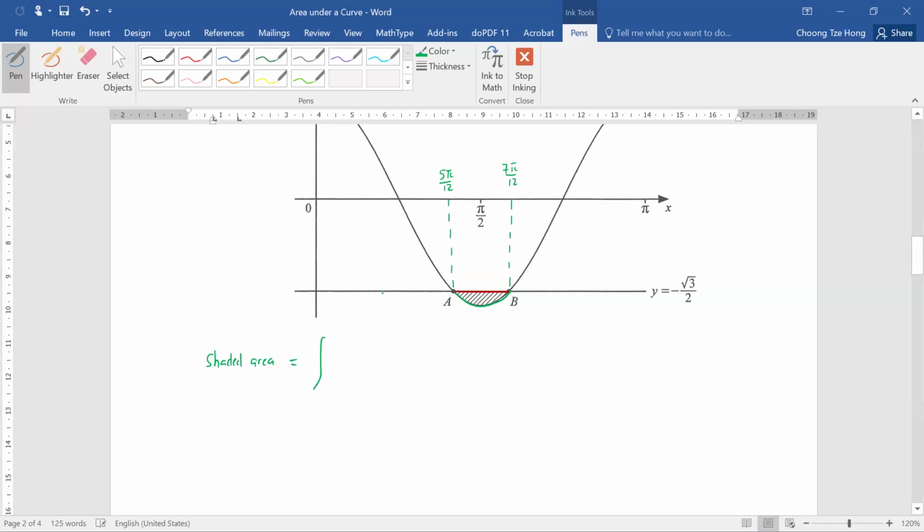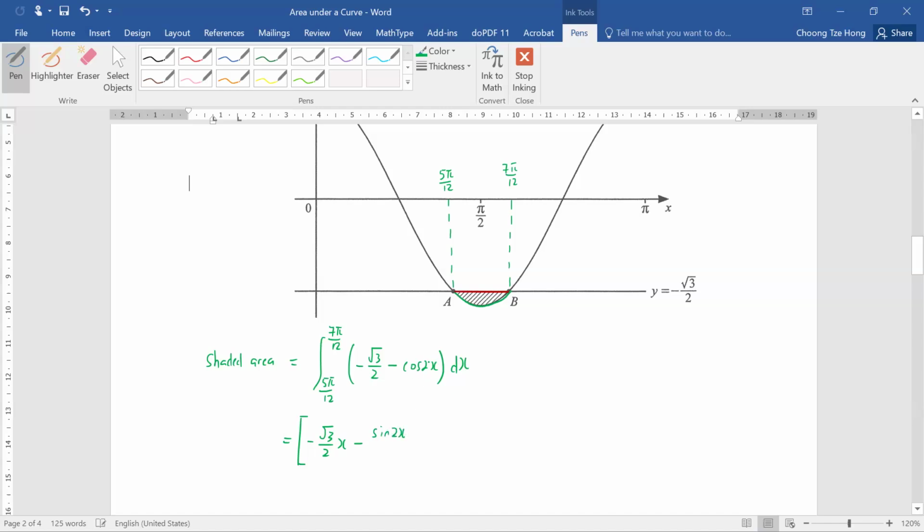We are going to integrate from 5 pi over 12. So the lower bound is always at the bottom, upper bound on top. Equation of line minus the equation of the curve. So the equation of the line is negative square root 3 over 2, minus the curve cosine 2x. So we just have to carry out the integration for these two. Integrate negative square root 3 over 2, we'll just get negative square root 3 over 2 x. Integrate cosine, we will get a positive sine.